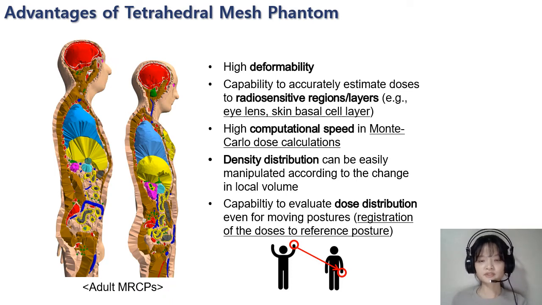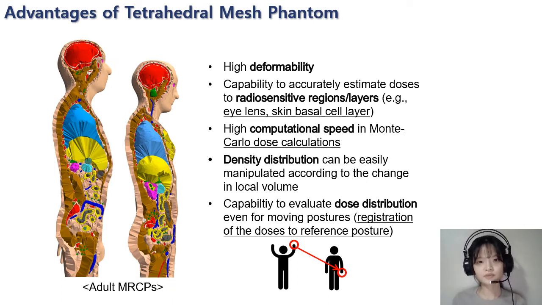There were several reasons for this. The first one is obviously its high deformability. As the tetrahedral mesh is not a rigid structure like voxels, it can be rather freely deformed. The second reason is its capability to define even very small or thin radiosensitive regions, including eyes or the skin basal layer, which can be really important for external exposures. In addition, despite such high complexity, it shows fairly high computation speed, as shown in Dr. Furuta's presentation.